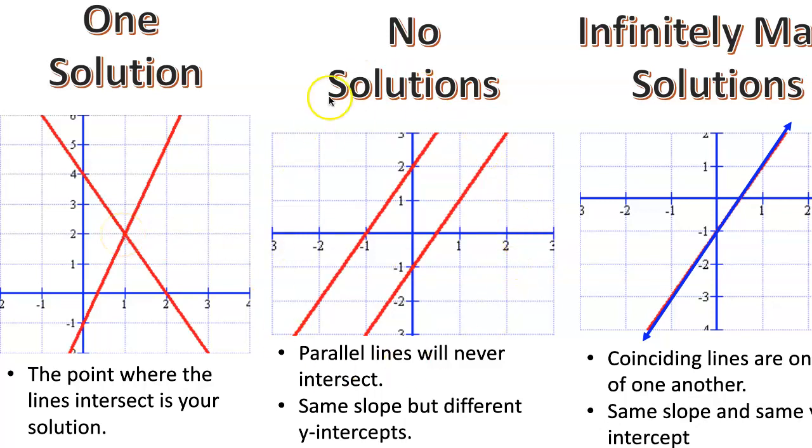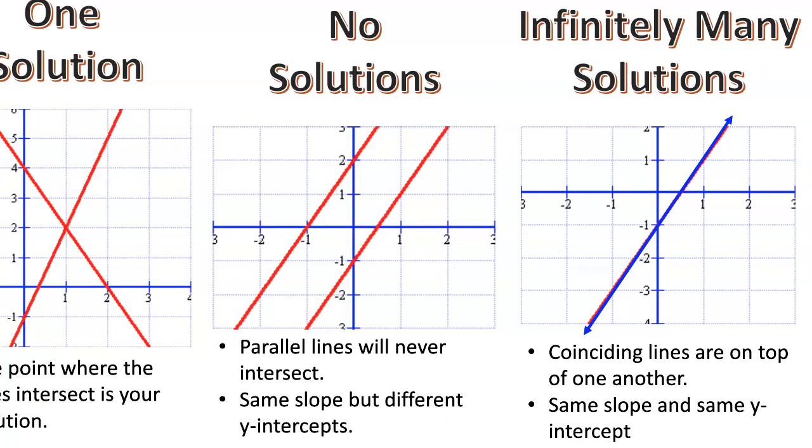We can also have no solutions, which is parallel lines. Parallel lines will never intersect. So if we get parallel lines, we would write no solution. The reason we have parallel lines is because they have the same slope. They're sloping the same way, but they have different y-intercepts. So while this one starts at -1, this one starts at 2, and they will never meet.